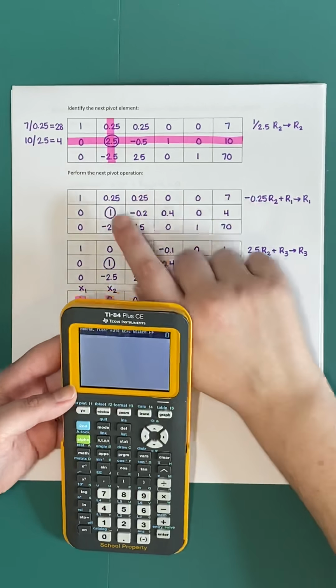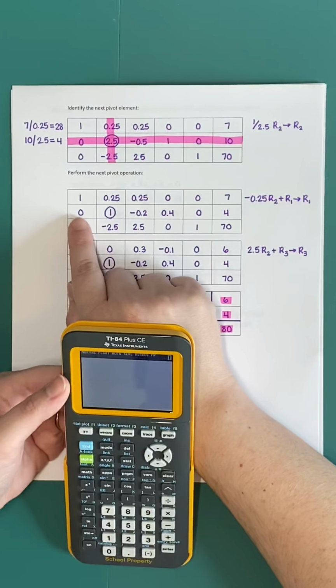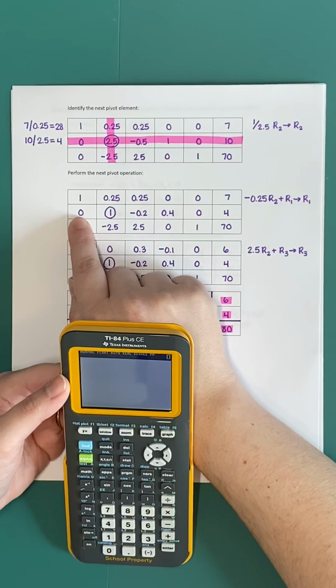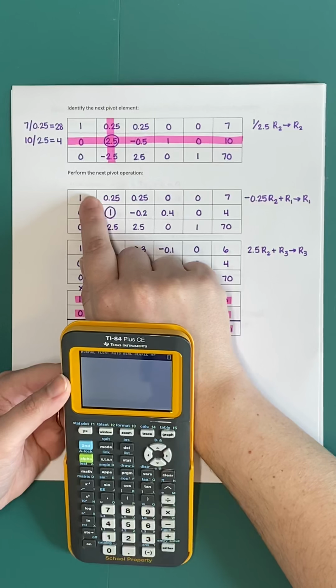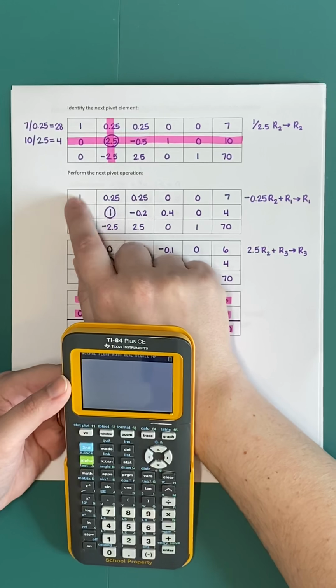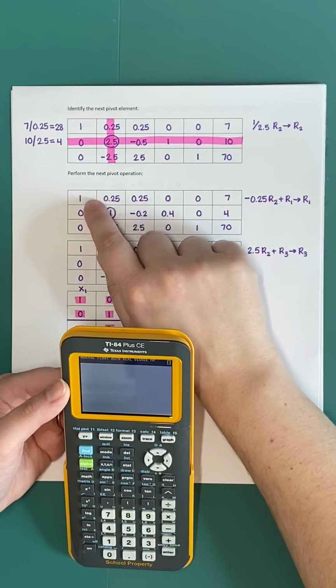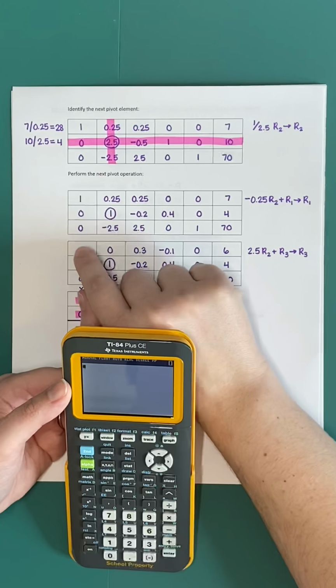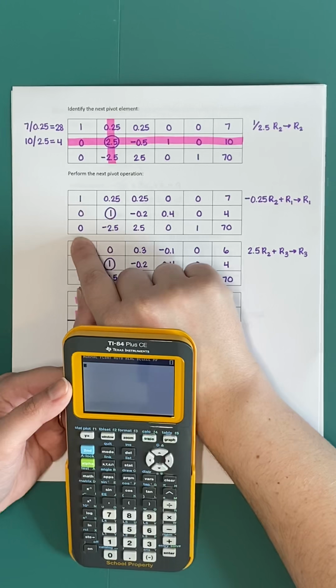So negative 0.25 times 0 is 0. Okay, 0 plus row 1, which is a 1. 0 plus 1 is going to be 1. So I'm going to leave that in row 1. Nothing changes. Again, that's intentional. The pivot column that we already cleared should not change.